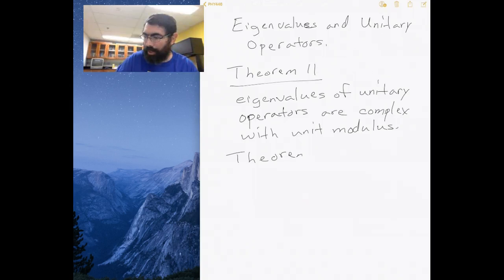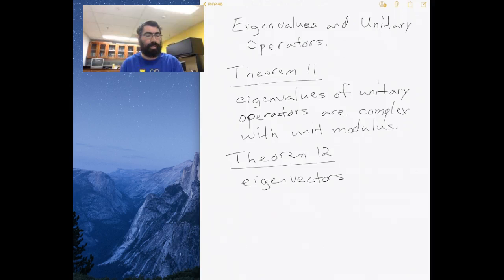The second theorem, labeled theorem 12 in the textbook, basically says that the eigenvectors of a unitary operator are mutually orthogonal. So the first theorem has to do with the eigenvalues. The second theorem has to do with the eigenvectors of a unitary operator, which, like I said, are mutually orthogonal.